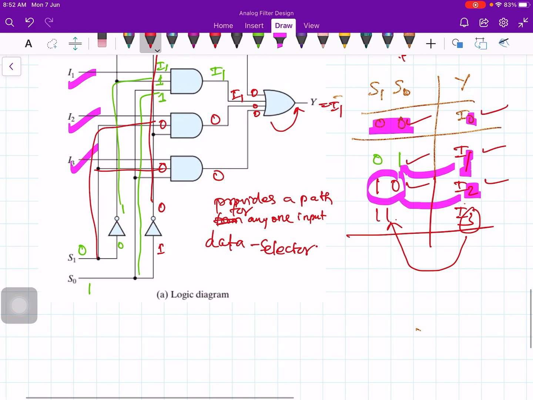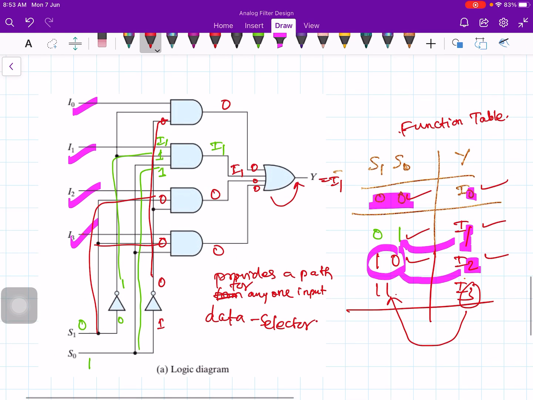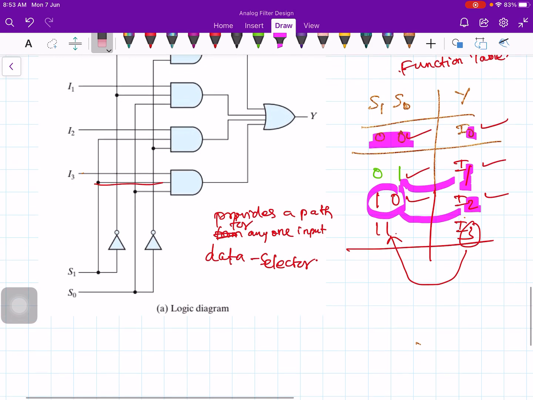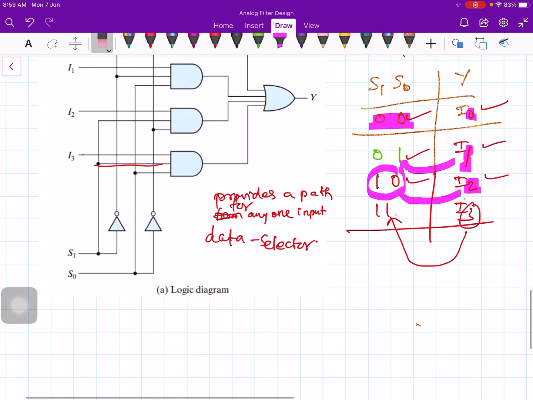Now as I said, if you remove the input lines and the OR gate, then the circuit is nothing but a decoder. And that's it. That's all about the multiplexers.